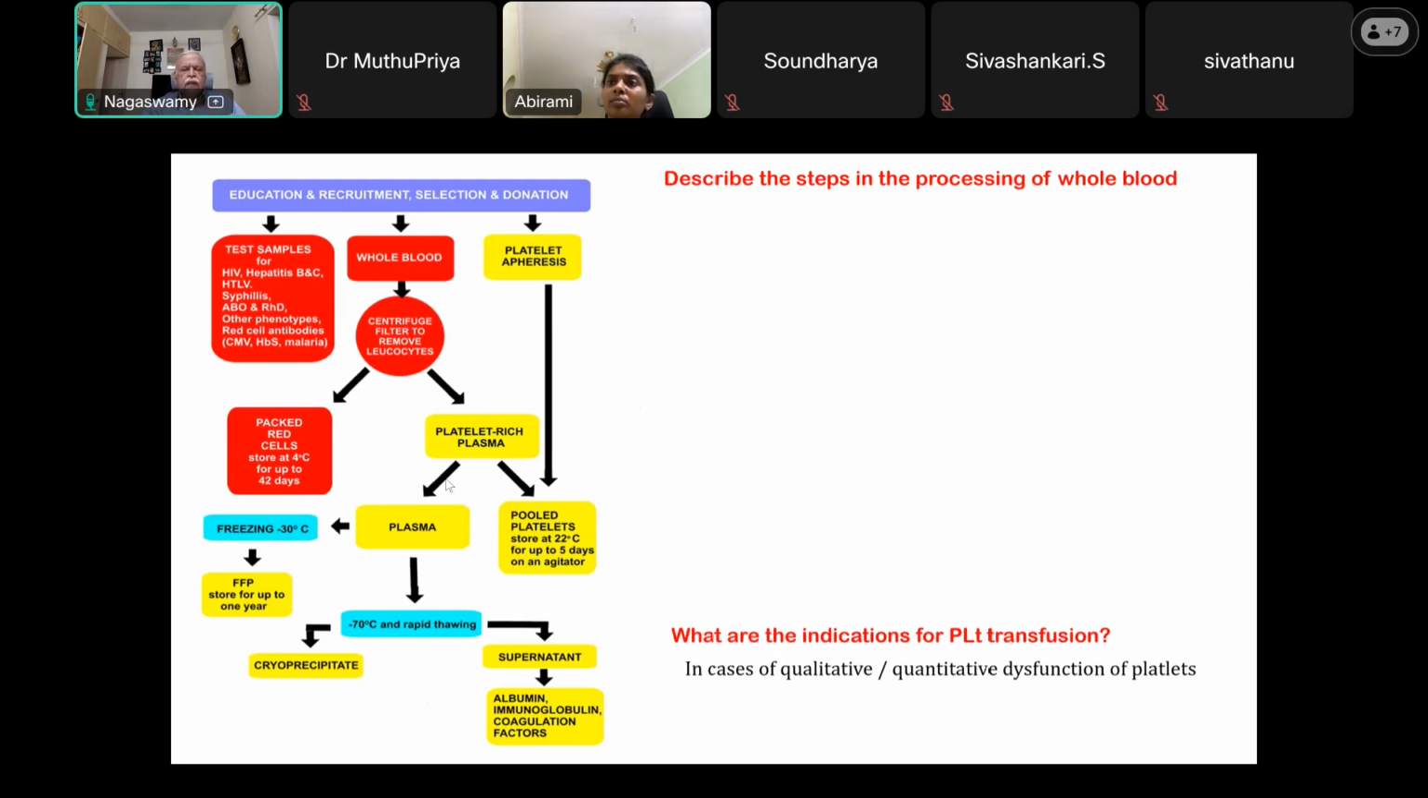And again, spin to remove the platelets, and then the supernatant plasma will be immediately frozen to get you the fresh frozen plasma. This should be done within 6 hours at minus 30 degrees temperature. And once you thaw that, it gets the precipitate. And from this plasma, after removing the precipitate, you can get the supernatant fluid, which will collect all the protein components like albumin, immunoglobulin, and coagulation factors.